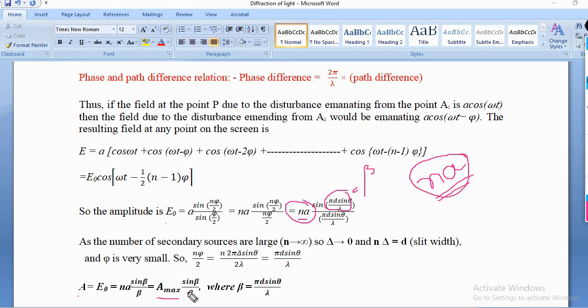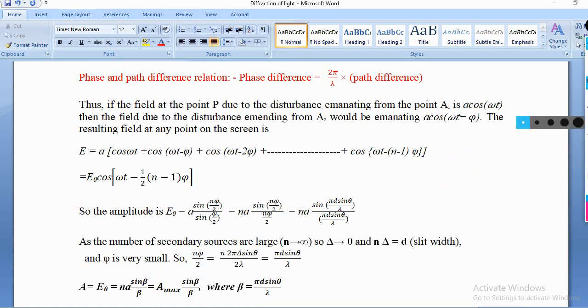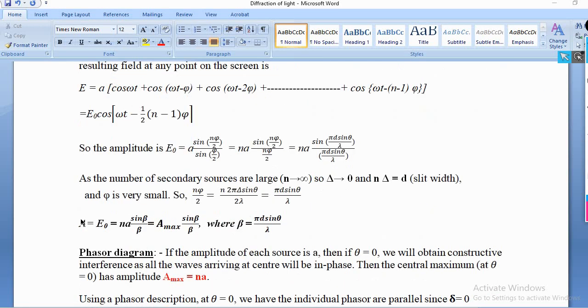Now this part, the sine beta by beta, may vary from 1 to other values. So in this case, the total amplitude value will vary. But when this is maximum, this factor is given by n into a. So just look at this resultant amplitude equation. A is equal to n into a sine beta by beta, or sometimes it's represented by A max. And what is beta? Beta is given as pi d sine theta divided by lambda.